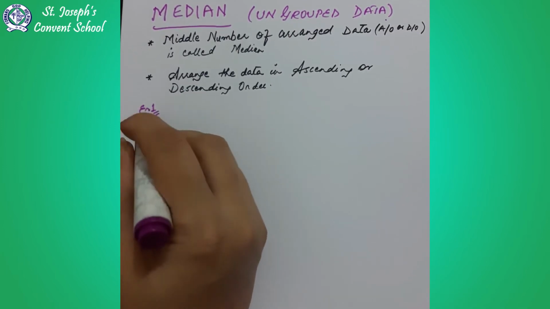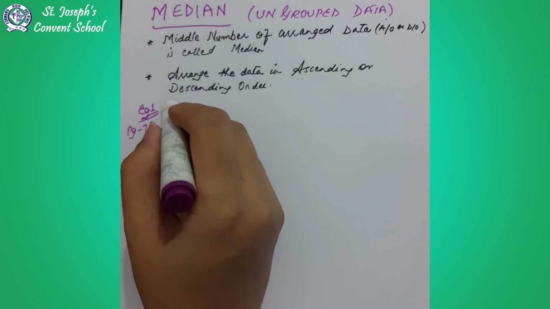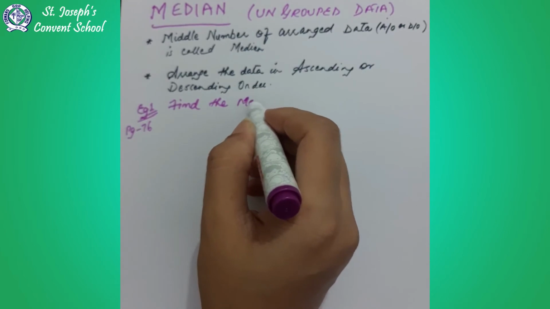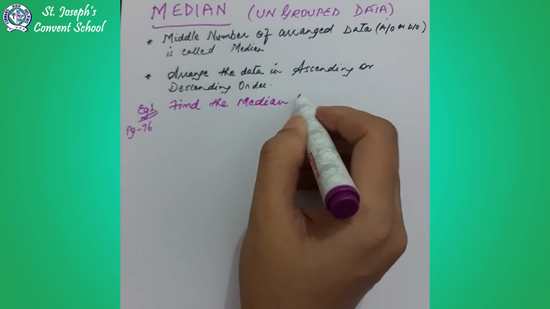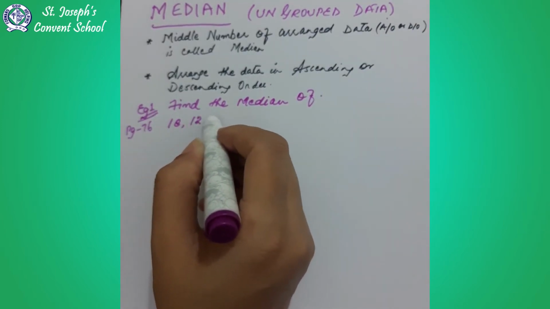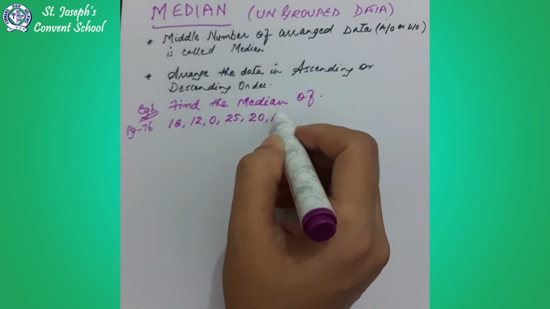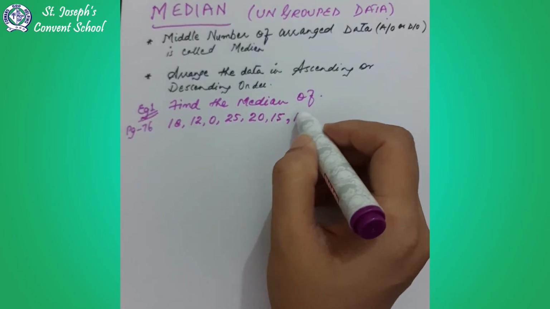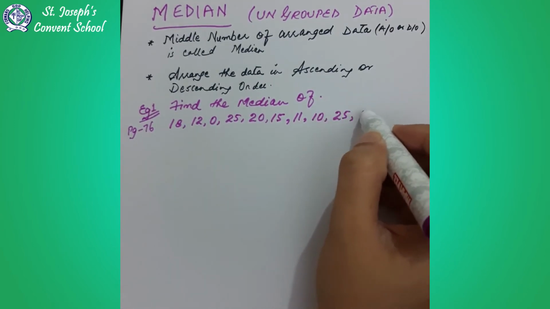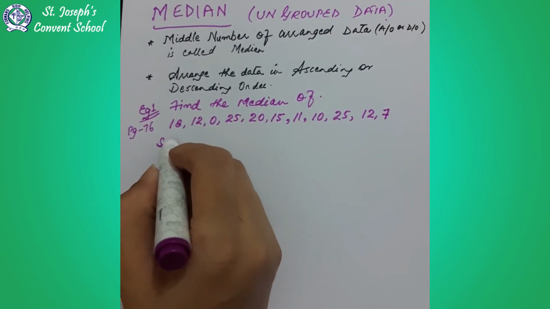Now this example is again from your book, page 76. Same example I'm taking. I'm just writing the main part of the question. Find the median. You have to find the median of these numbers: 18, 12, 0, 25, 20, 15, 11, 10, 25, 12, 7. This is the question.